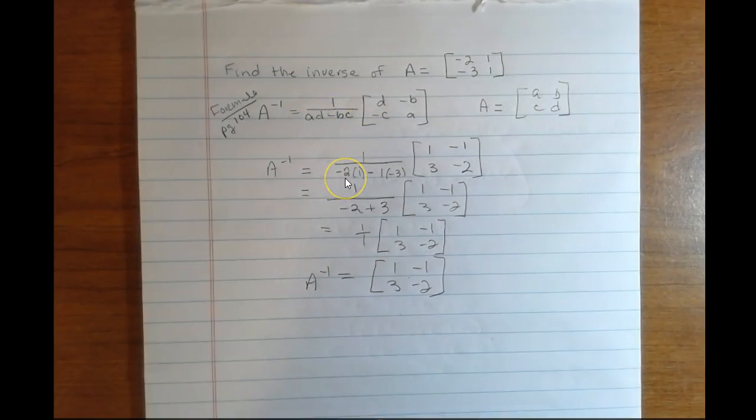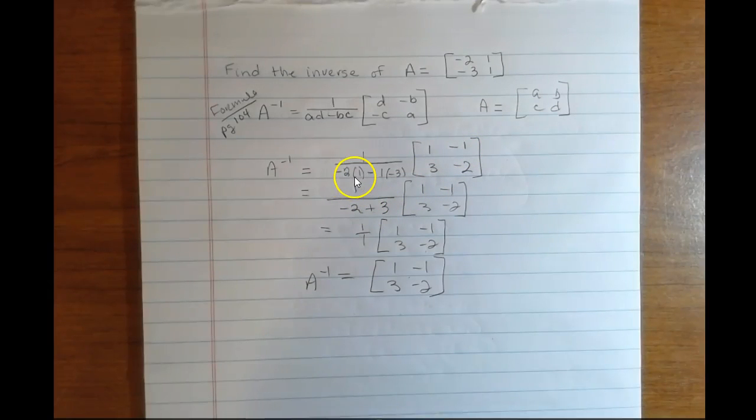So here I have -2 times D, which is 1, minus B, which is 1, times C, which is -3. Plugged all that in. And again, then look here. We switch our A and D. So if you notice, these two switch. So 1, -2. And then our B and C stay there. However, we negate them. So we change their signs. So that becomes a +3. That becomes a -1. And then let's simplify.